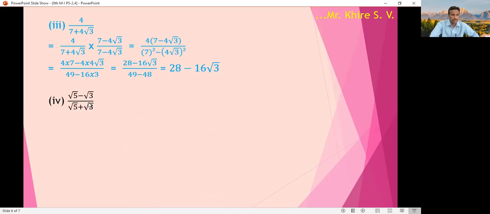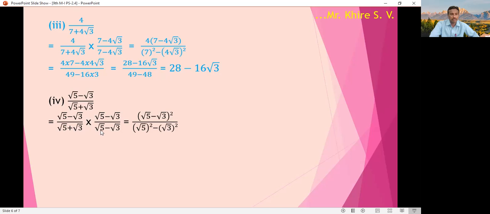Next, last example is root 5 minus root 3 upon root 5 plus root 3. Conjugate pair of root 5 plus root 3 is root 5 minus root 3. Multiply numerator and denominator by root 5 minus root 3. Root 5 minus root 3 upon root 5 plus root 3 into root 5 minus root 3 upon root 5 minus root 3 equal to numerator of both the fractions are same, therefore multiplication of root 5 minus root 3 means root 5 minus root 3 whole square is there.